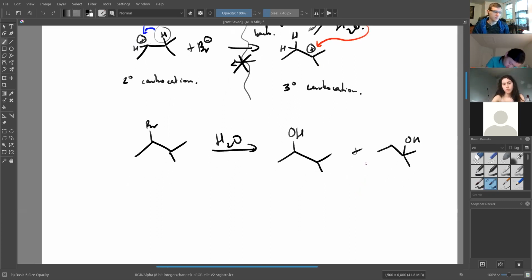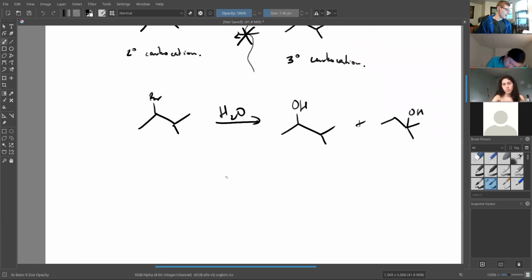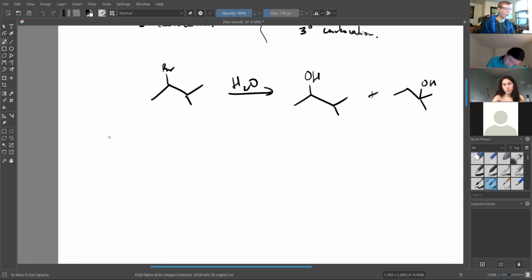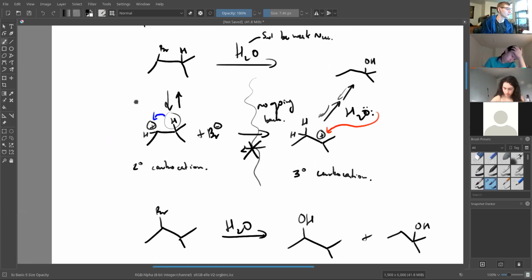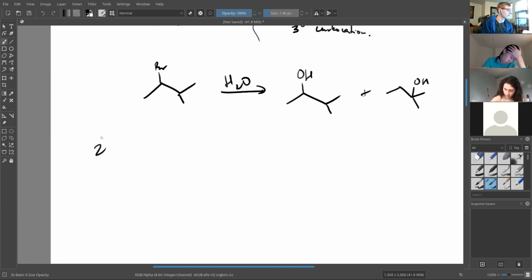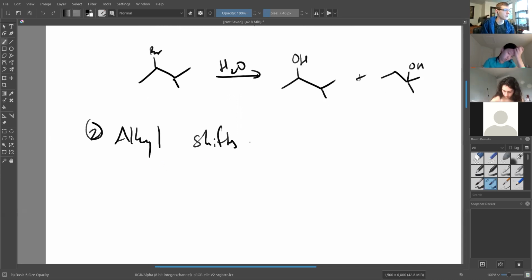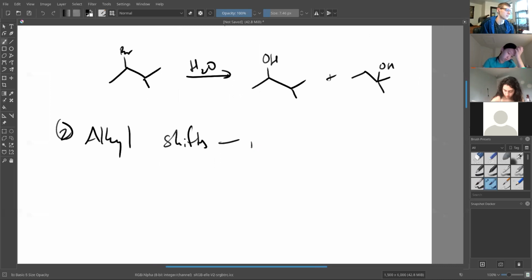Okay. And then there's also whole alkyl shifts, right? So this is one thing. I wrote one hydride shift, and then down here, so there's two. So we could do whole alkyl shifts, right? And so we're moving whole carbon chains.